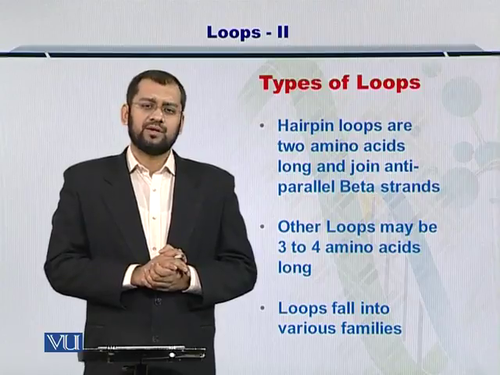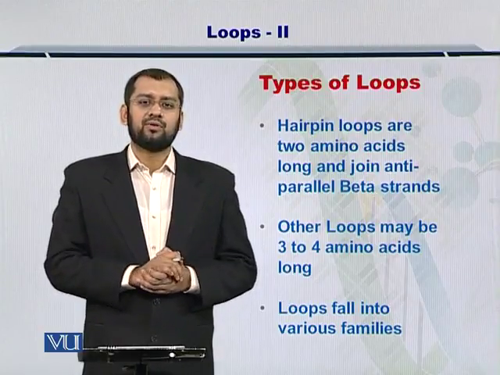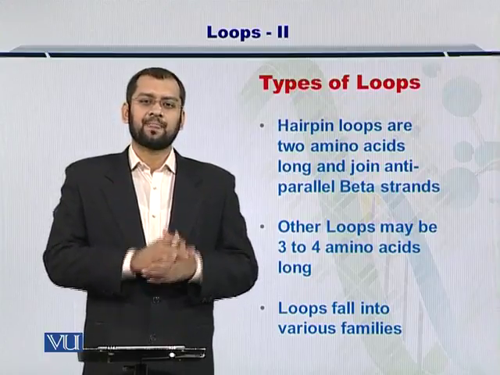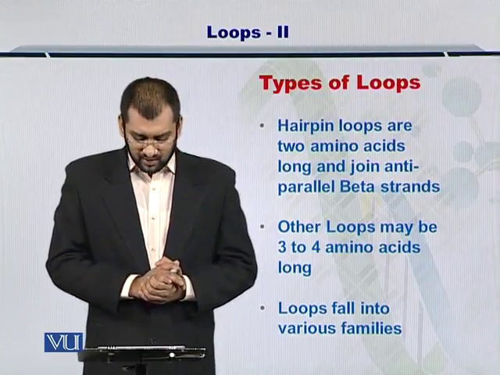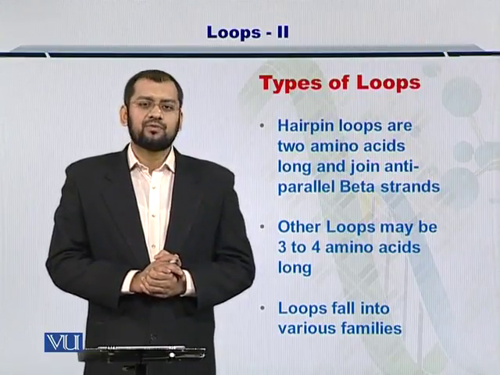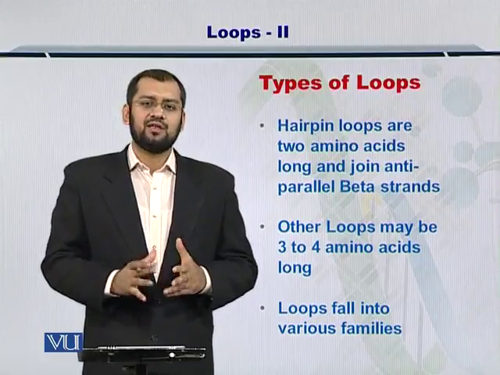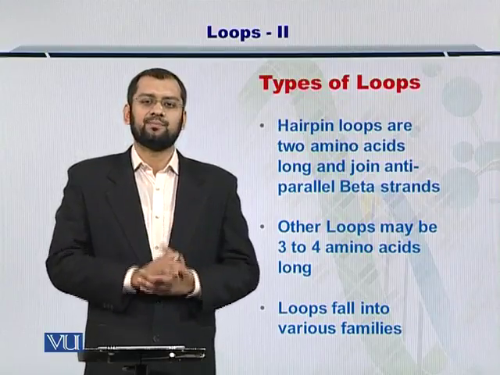The turn loops may just have 2 amino acids, but there are other loops which may have 3, 4, or even 5 amino acids. So they are bigger and therefore more flexible. Also, these loops can be classified into families, and one can study these loops in detail by looking at which family a loop belongs to.